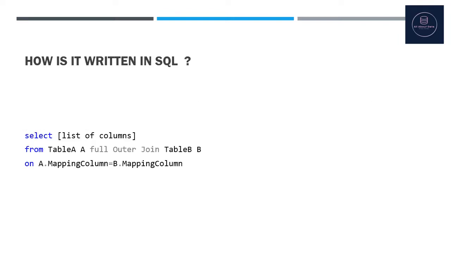A full outer join is written as follows: you take table A and table B which are to be joined and put a keyword between them as full outer join, and the mapping should happen on the specified mapping column. So this is pretty much the syntax of a full outer join. Without much delay, let's go ahead and solve our business question that was mentioned earlier.